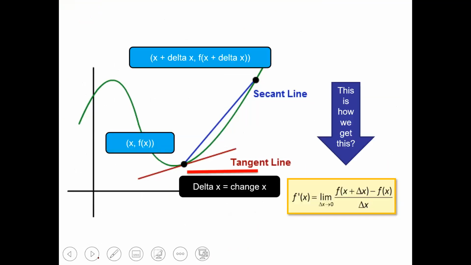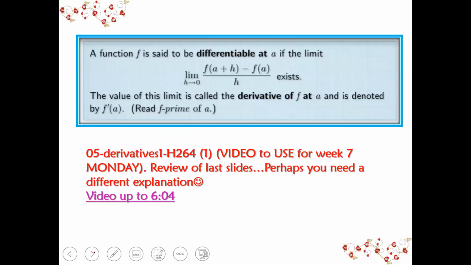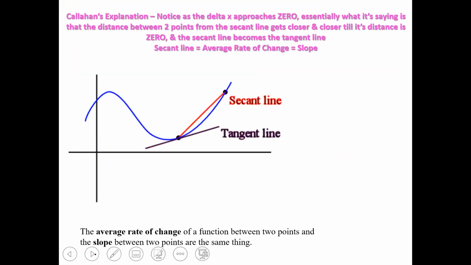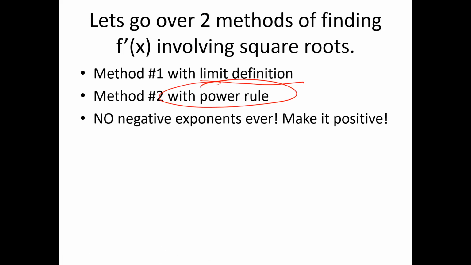So up to this point, we talked about the 2 points. How do we get from the 2 points of an equation for slope to the limit definition? So today we're going to talk about 2 methods of finding f prime of x involving square roots. The first one is with the limit definition. The second new one that we're going to go over is called the power rule.